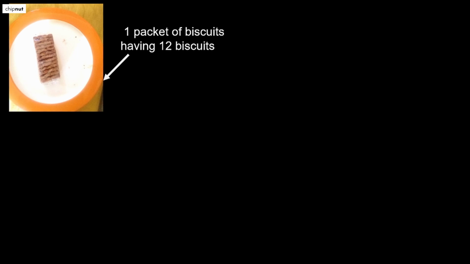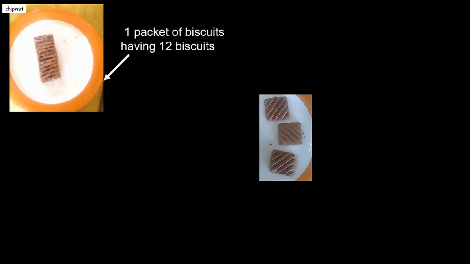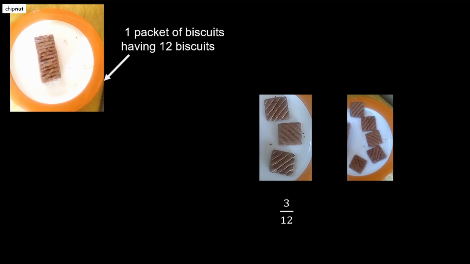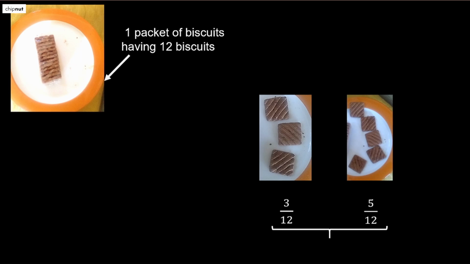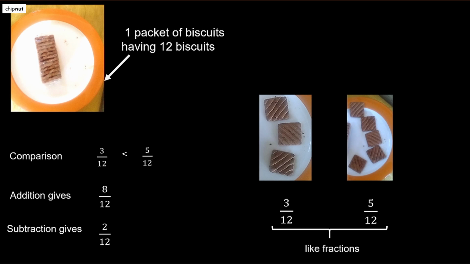Understand this with a real life example. We have seen that when we have a packet of biscuits having 12 biscuits, and we take 3 and 5 out of them, if we have to compare them, it is nothing but the comparison of the numerators. If we have to add them, it is nothing but addition of the numerators. If we have to subtract them, it is nothing but the subtraction of the numerators.